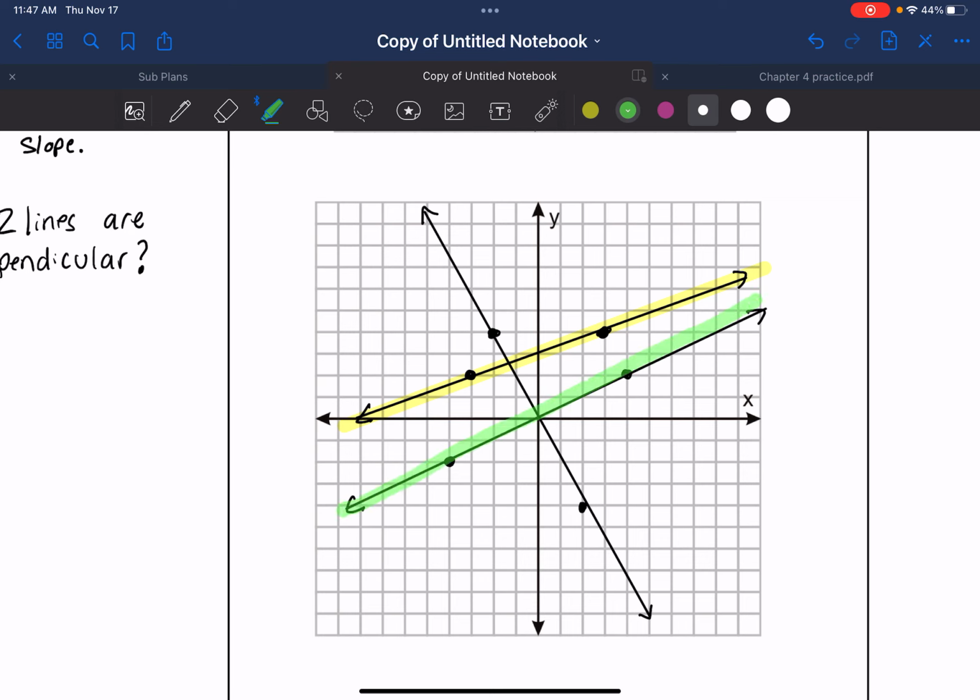Okay. And the last line that we're going to put on there is -3, -4. So I'm going to go back 3, down 4. And then it's going to be 3, -2. So go over 3, down 2. Draw me a line through those 2 points. Mine's a little off. Ugh, that was really bad. Okay, that's good enough, I guess. Okay, and that's going to be the pink line.